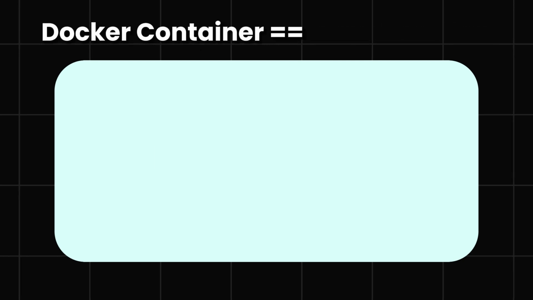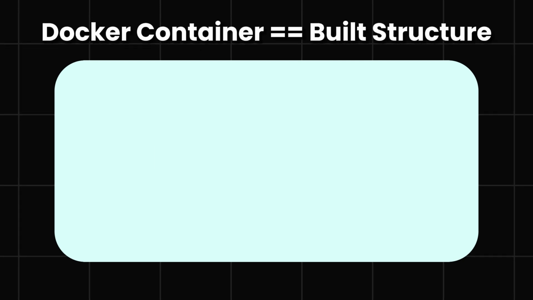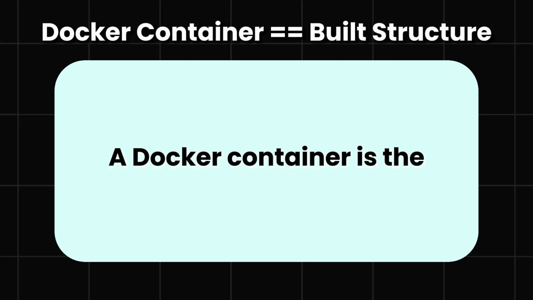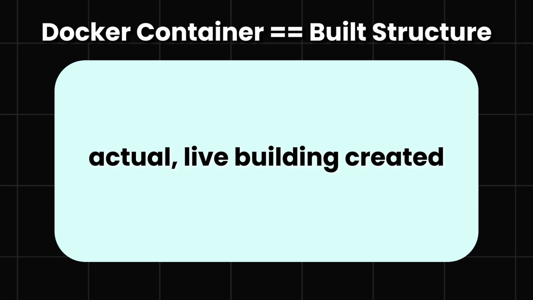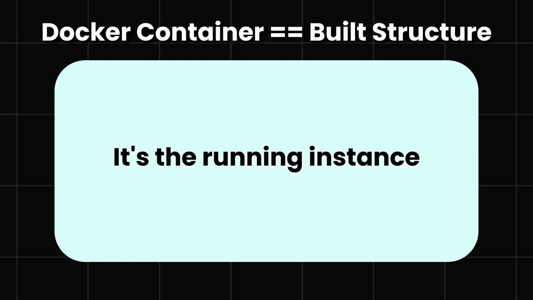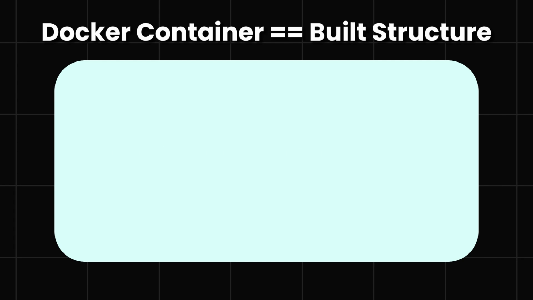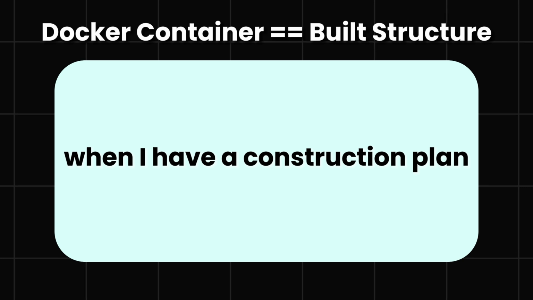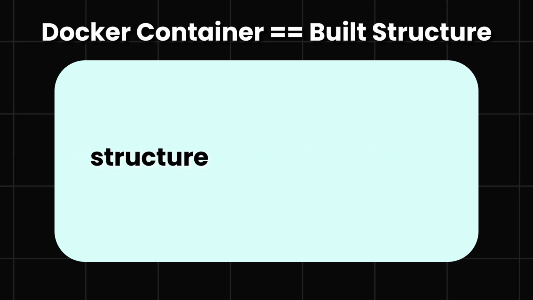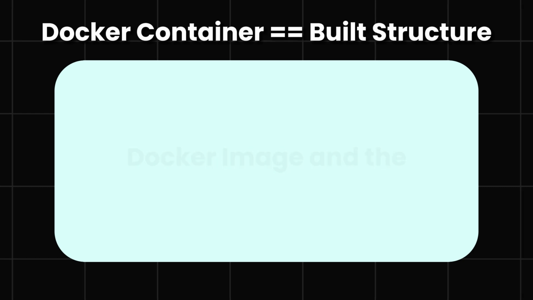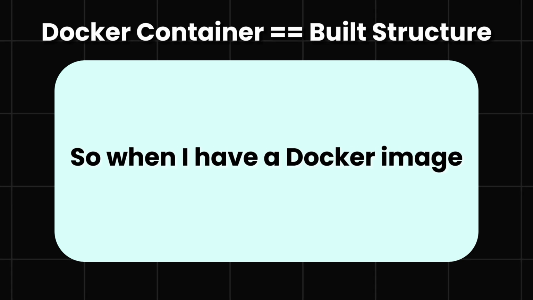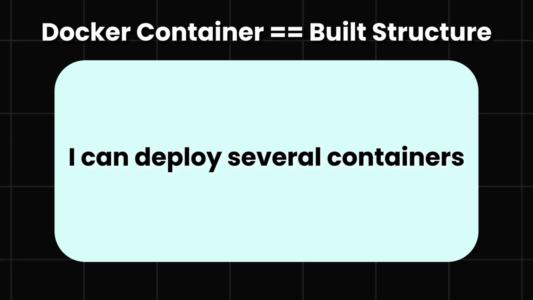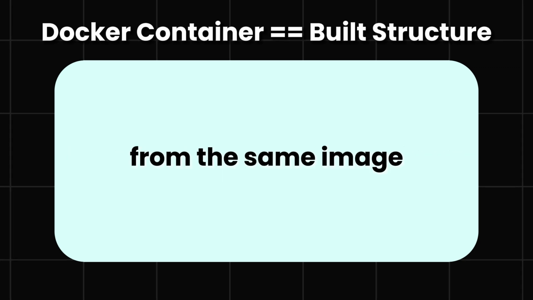And the Docker container, similar to the built structure, for example, your home. A Docker container is the actual live building created from the image. It's the running instance where the application operates, fully functional and isolated. And you can see the connection between these two, whereby when I have a construction plan, I can recreate the same structure in different places, similar to how the Docker image and the Docker container work. So when I have a Docker image, I can deploy several containers from the same image.